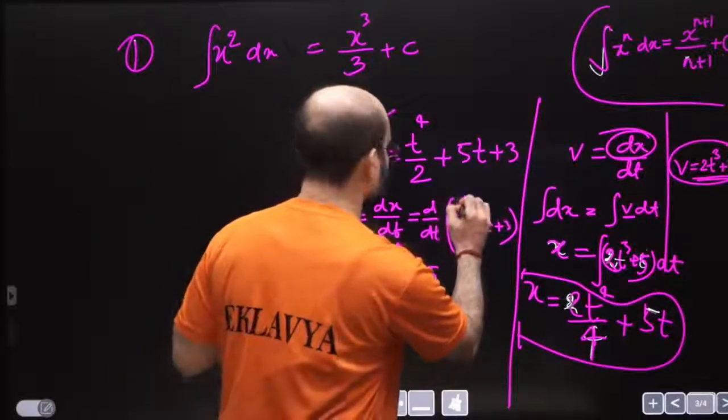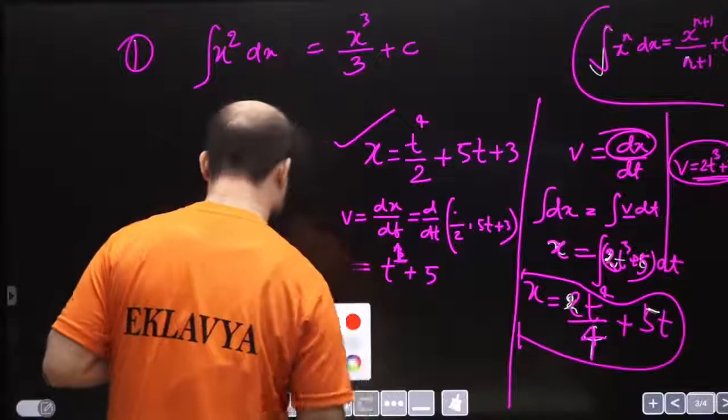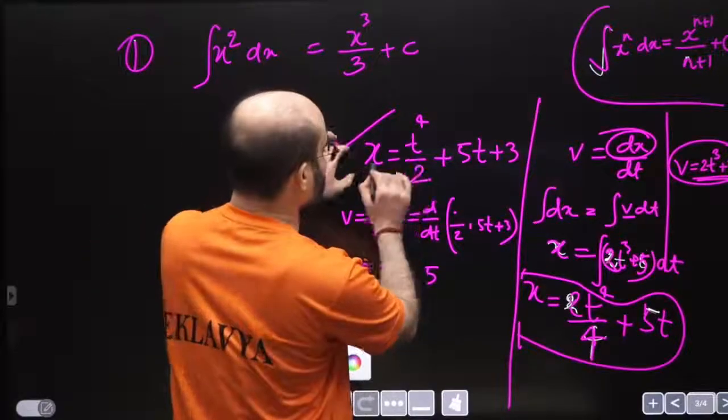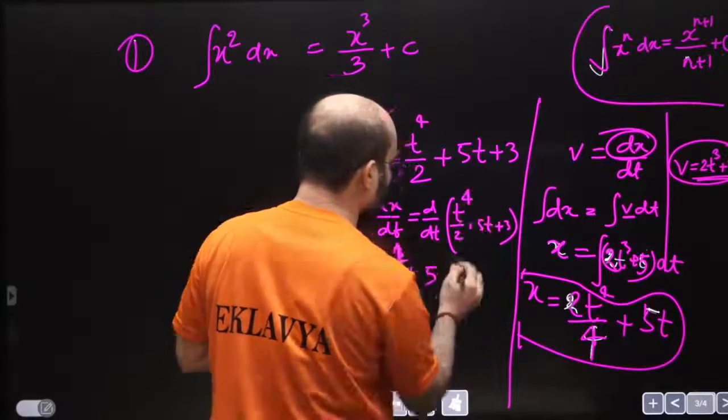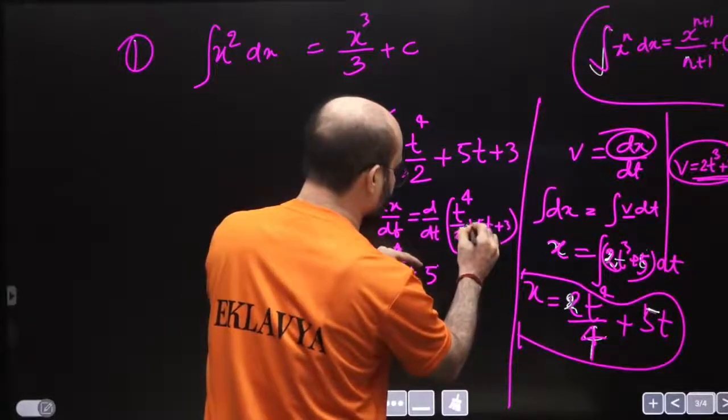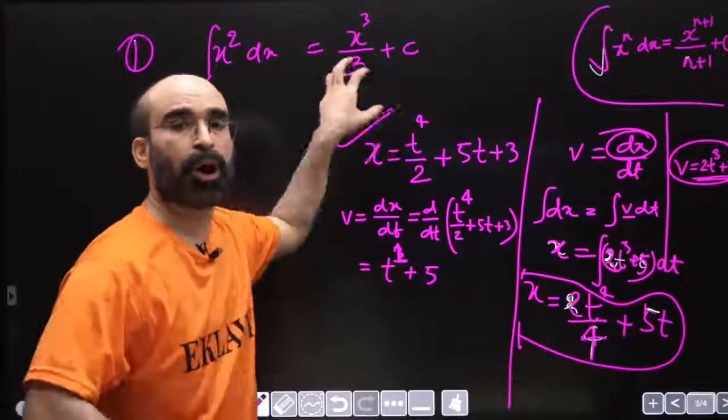Oh, wait. This is 4 actually. This is 4. My mistake. I have taken x equals t raised to power 4. So, t raised to power 4 by 2 plus 5t. This is our expression of displacement.